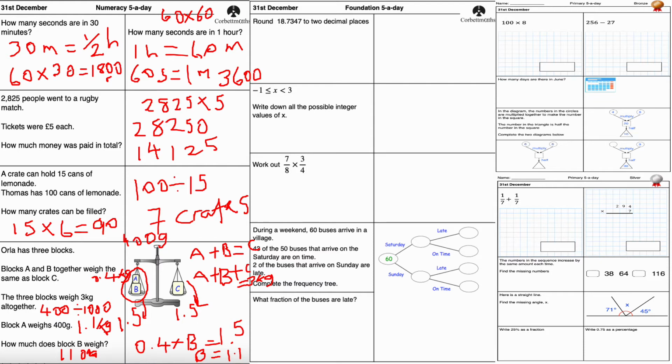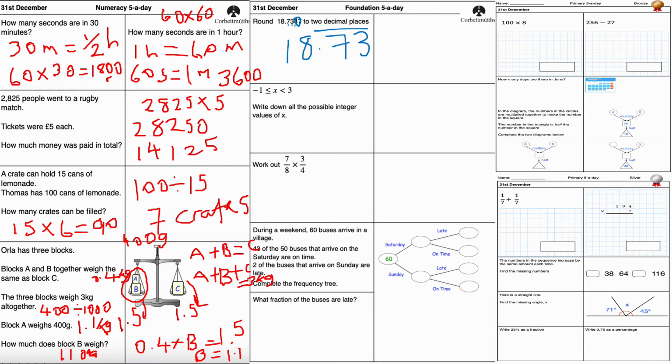Round 18.7347 to 2 decimal places. So looking at the third decimal place, so 1, 2, 3, number 4. So 4 is below 5, so I round down. So my answer is just 18.73.